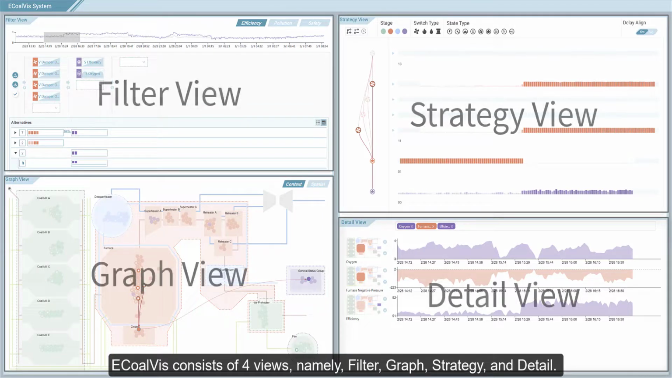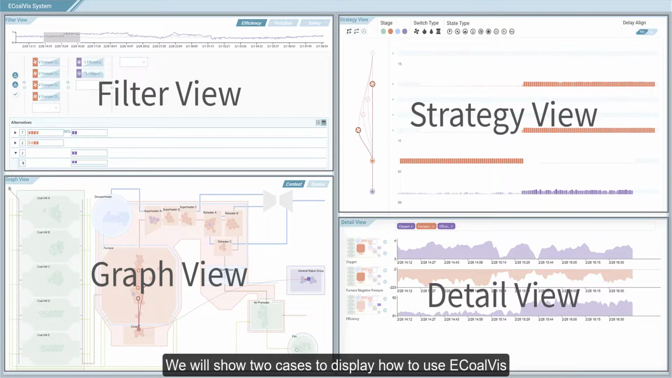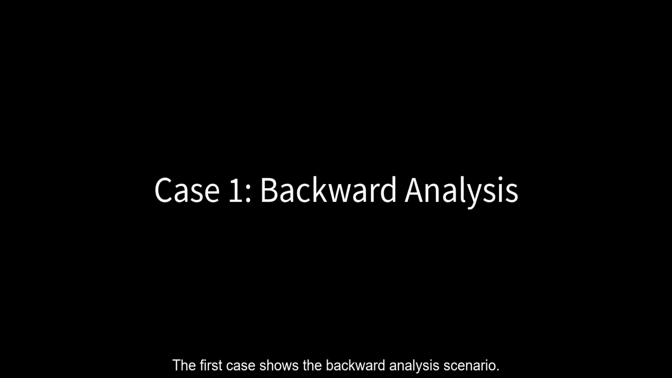ECoalVis consists of 4 views, namely filter, graph, strategy, and detail. We will show 2 cases to display how to use ECoalVis to analyze the control strategies in coal-fired power plants. The first case shows the backward analysis scenario.